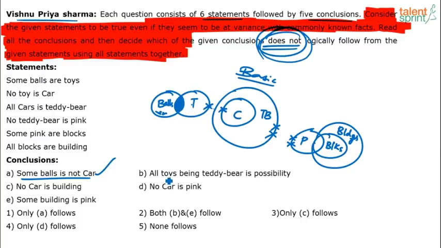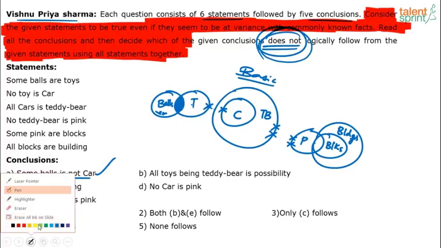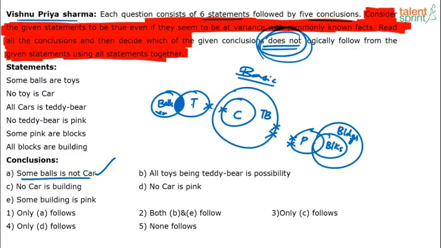Second conclusion: all toys being teddy bear is a possibility. Yes, it is possible. Very simple. You don't even have to draw the diagram; visualization will help you. I can draw a bigger teddy bear here, which encompasses balls and toys, or only toys, let's say. How does it matter? I'm not violating any of the statements. Let me draw the possible diagram for you. One possible way of drawing teddy bear is as follows.